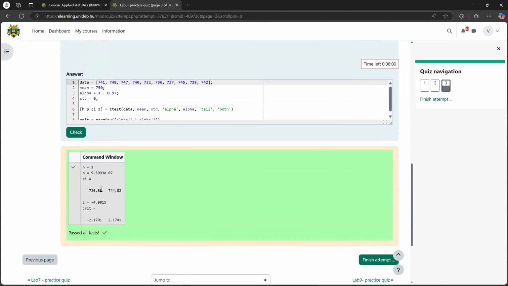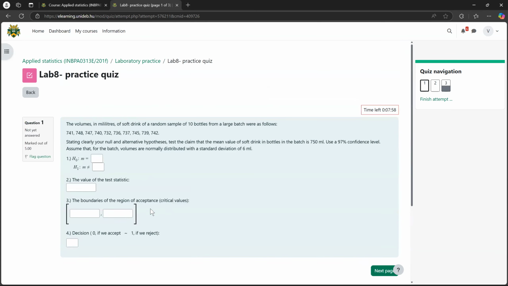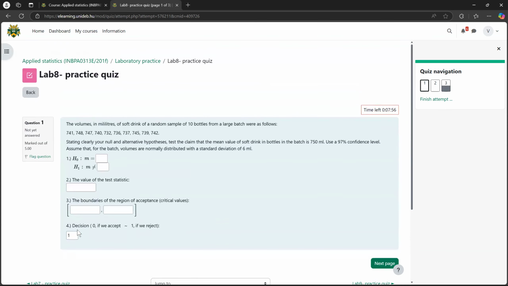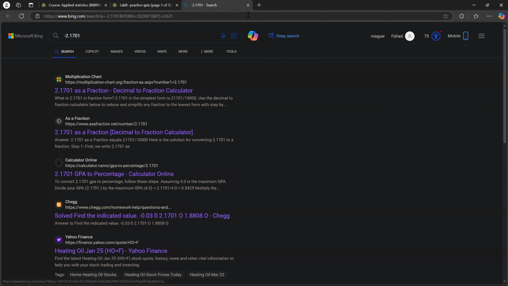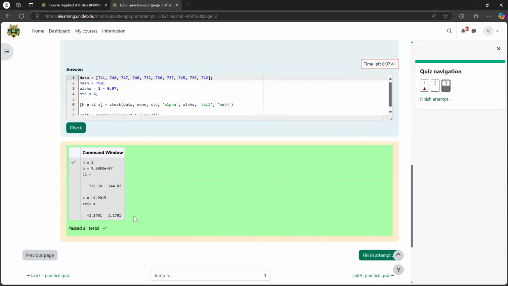Now we start submitting. H is 1. We go here. H is 1. Okay, H is the decision, by the way. H stands for hypothesis. So the decision is 1. Okay, what else? The critical values. One sign that you did everything correctly, like you copied the data exactly or correctly, is that these critical values will be the same but with the sign difference.